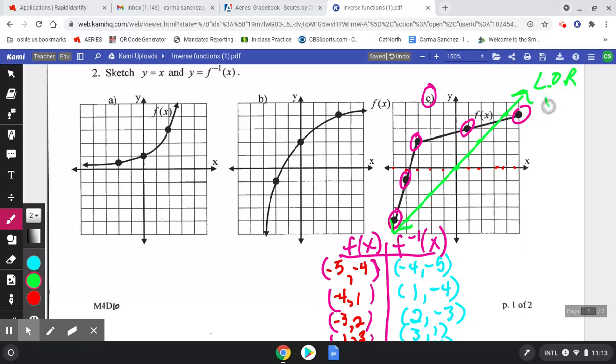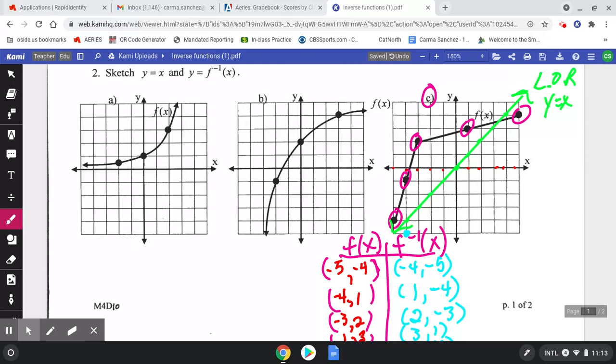Every single inverse has the line of reflection through y equals x. Okay, I'm going to do a blue line right now of my inverse. Remember to say out loud to yourselves, f of negative 1 of x. Try it at home. So back 4, down 5, right here on the corner of the line.